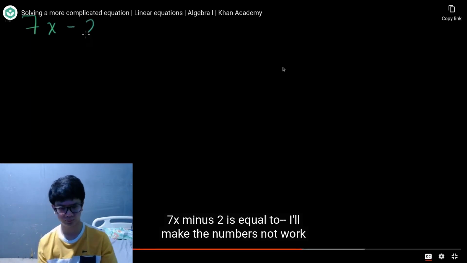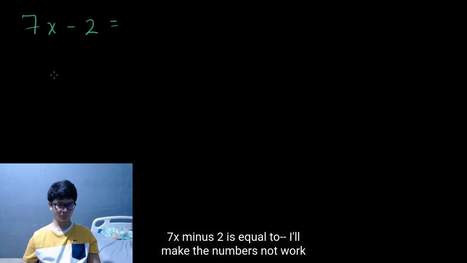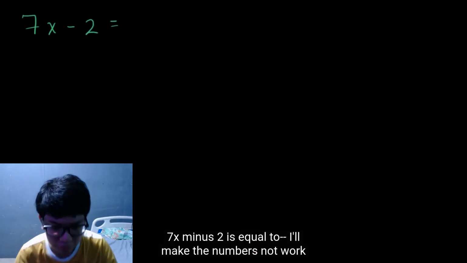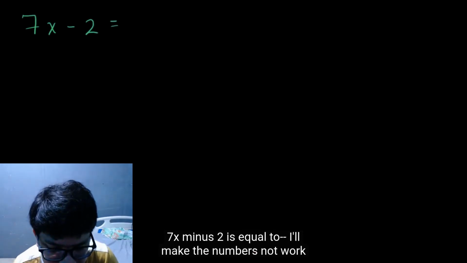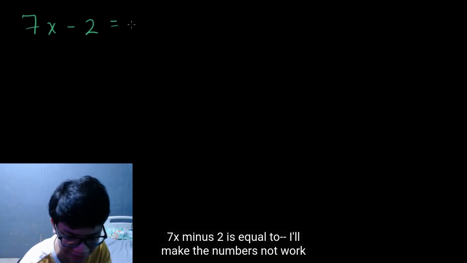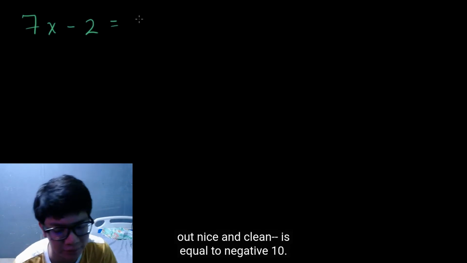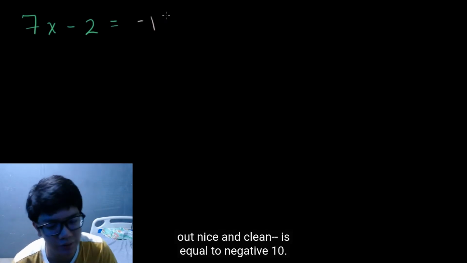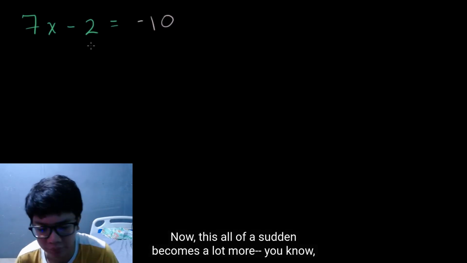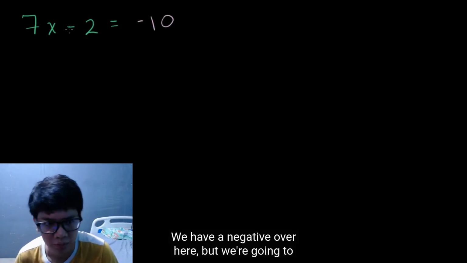7x minus 2 is equal to, let's say, I'll make the numbers not work out nice and clean, is equal to negative 10. Now this all of a sudden becomes a lot more, you have a negative sign, we have a negative over here, but we're going to do the exact same thing.